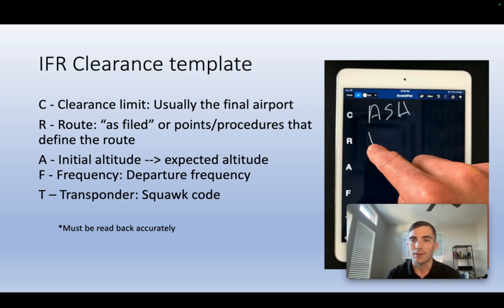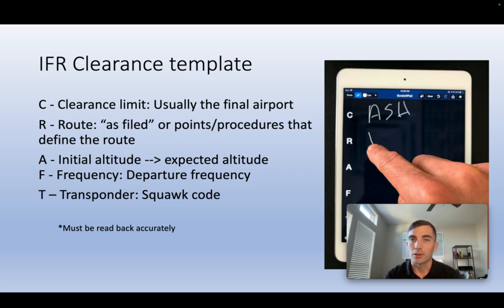So C in CRAFT is a clearance limit, usually the final airport. The R is the route. Sometimes they'll say as filed, meaning, hey, whatever you filed, that is the route that you're being cleared to. Otherwise, they'll give you different points along the route. So they'll say cleared to whatever VOR, GPS waypoint, and then the airport. A is the initial altitude. So this will normally sound like climb to 3,000, expect 5,000, 10 minutes after departure.